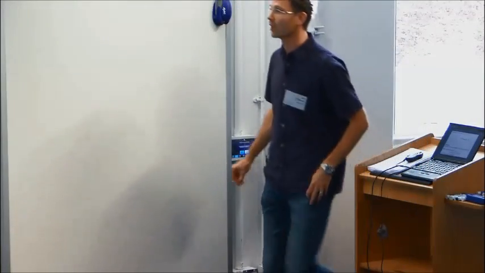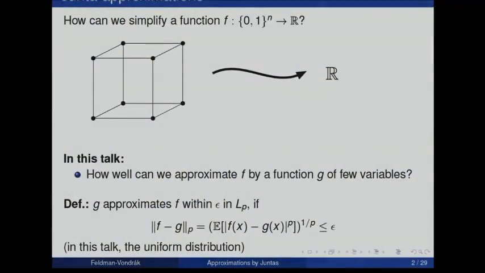Just to make it clear, we measure the distance between two functions by the Lp norm, defined in terms of the expectation. And in this talk, we're talking only about uniform distributions on the cube. So whenever there's some expectation or probability, it's over the uniform distribution. It's mostly about L2. Sometimes I will refer to other values of p, but for the most part, we care about approximating the function in L2.